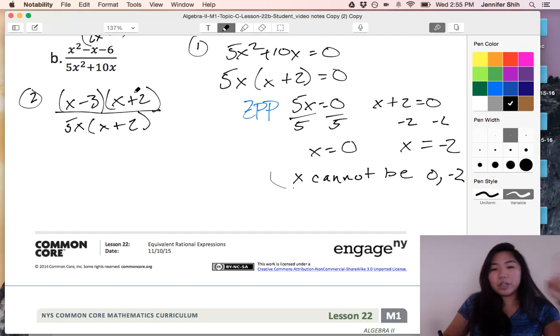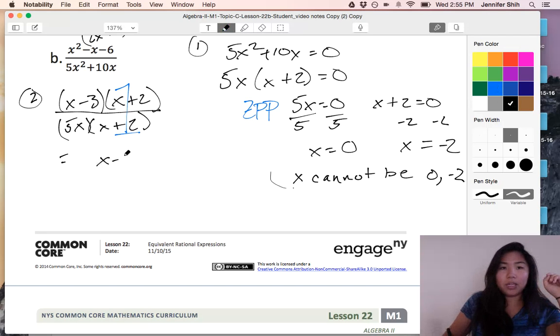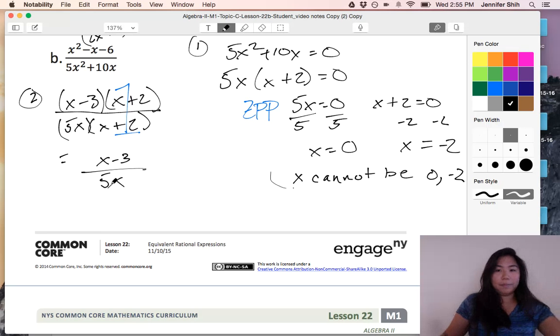All right. The numerator is factored. That means there are only factors. And the denominator is factored. That means there are only factors. Now I can simplify my x plus 2 over x plus 2. And I'm left with x minus 3 over 5x. All right.